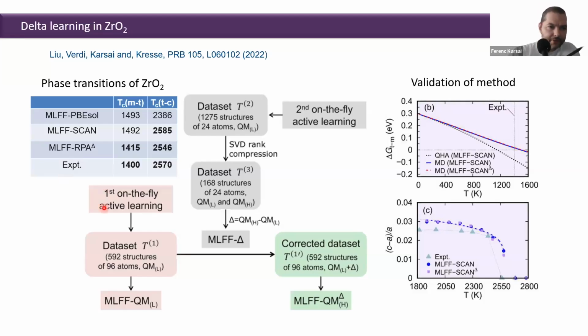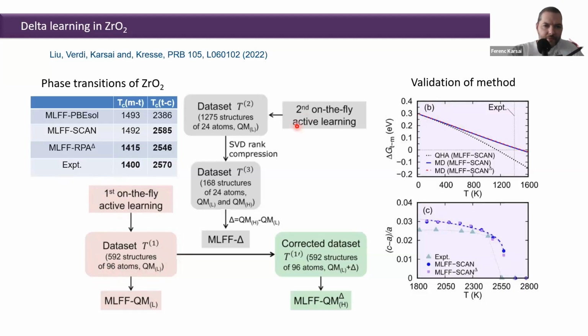So first we train a force field. We used a cell with 96 atoms. It's a medium-sized cell. And we got 592 training structures. We would denote this as QML, a quantum mechanical calculation of low quality, because we used PBE for this.